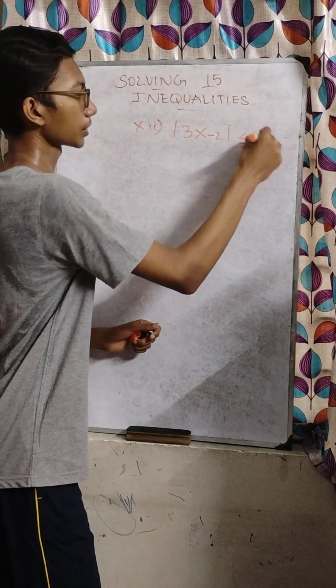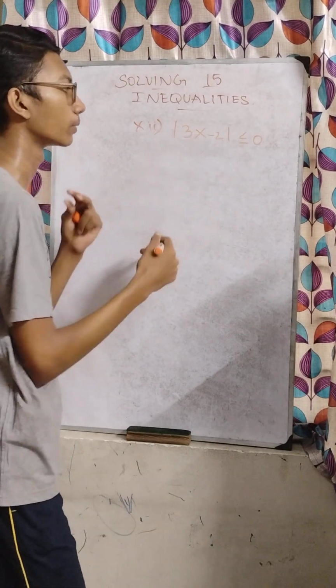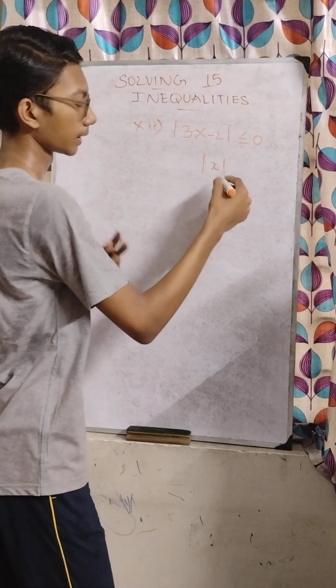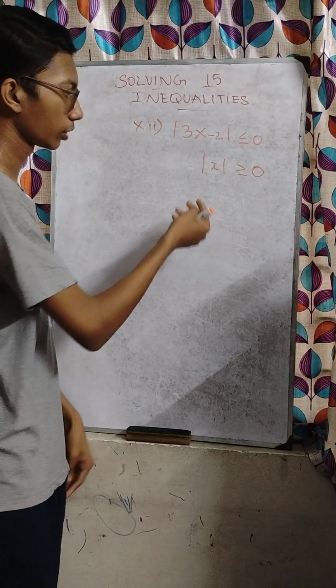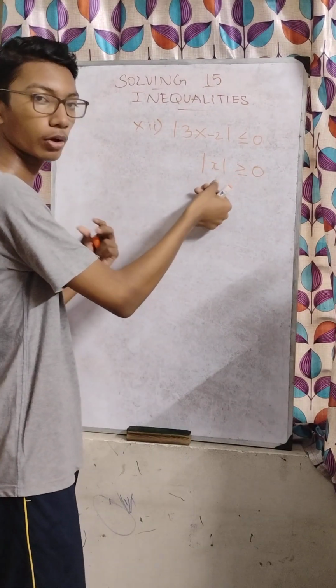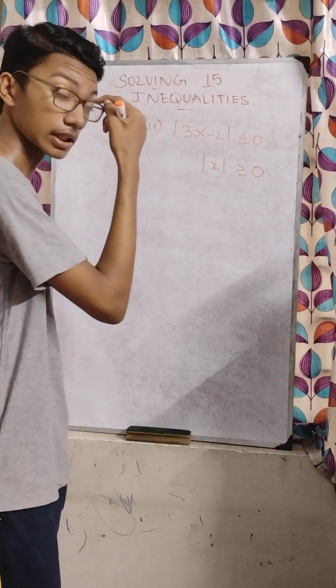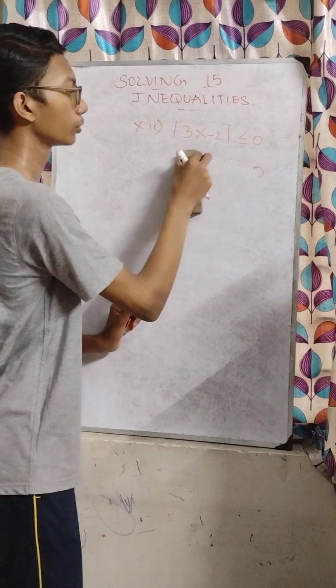So this is an interesting problem, because 3x minus 2 is less than or equal to 0. But we know a modulus can only be greater than or equal to 0, because all the numbers we put inside a modulus will become positive. But this is given as less than or equal to 0. Does that mean this has no solutions? No, because it can be equal to 0.